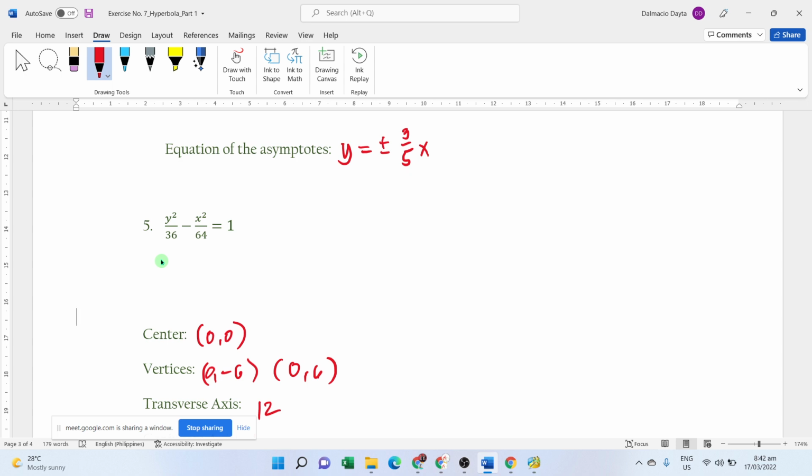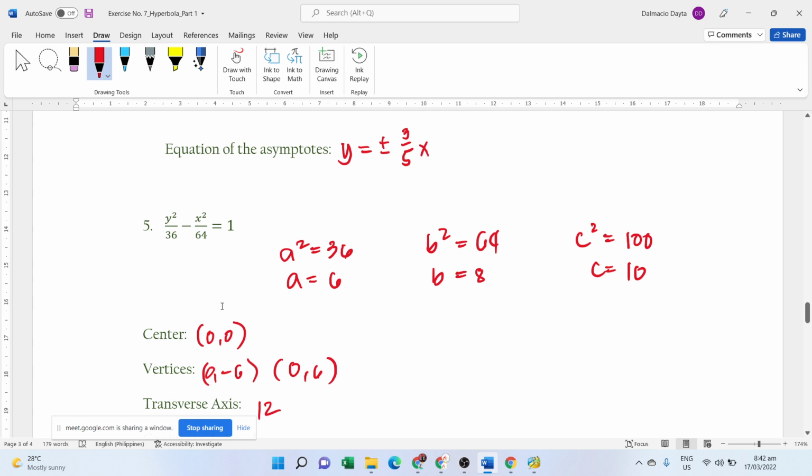So in here, you will notice that the denominator of the negative term is larger than the denominator of the positive term. So it's not the basis for identifying a squared. Kung alin yung denominator ng positive term, yun yung a squared. So we have a squared is equal to 36, a is equal to 6, b squared is equal to 64, then b is equal to 8. C squared is 100, therefore c is equal to 10.